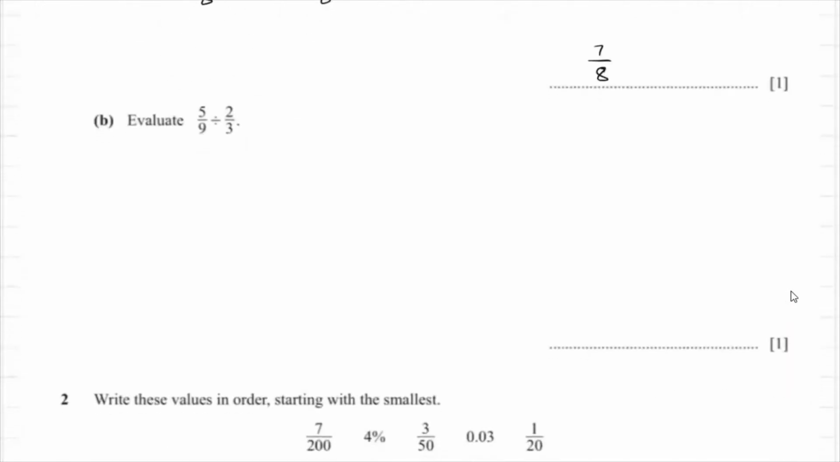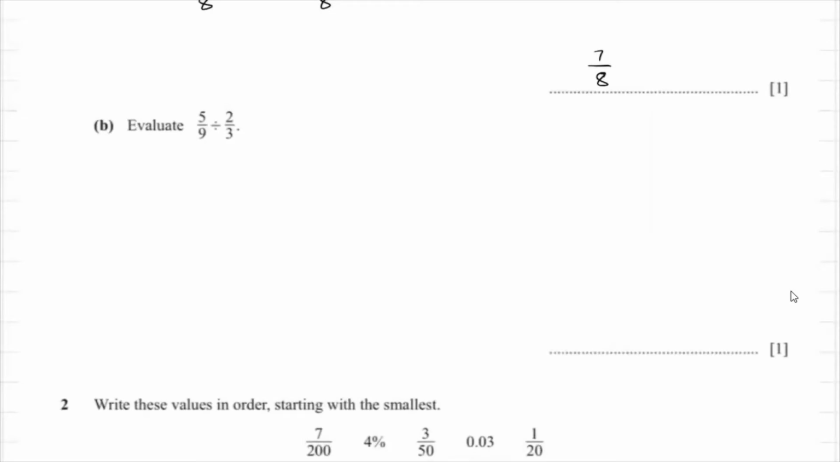The next one says 5 over 9 divided by 2 over 3. Whenever you have a division sign, you first have to reciprocate it and change it into multiplication. 5 over 9 multiplied by 3 over 2. This can be cancelled out. 3 times 1, 3 times 3. So this will become 5 over 6. So your answer is 5 over 6.